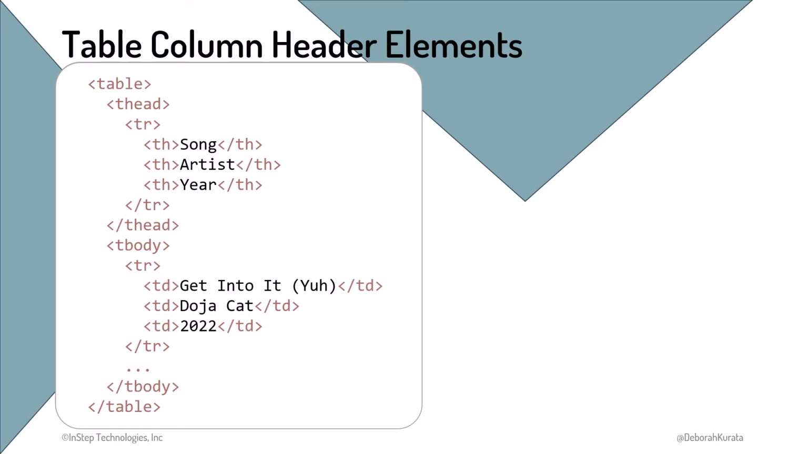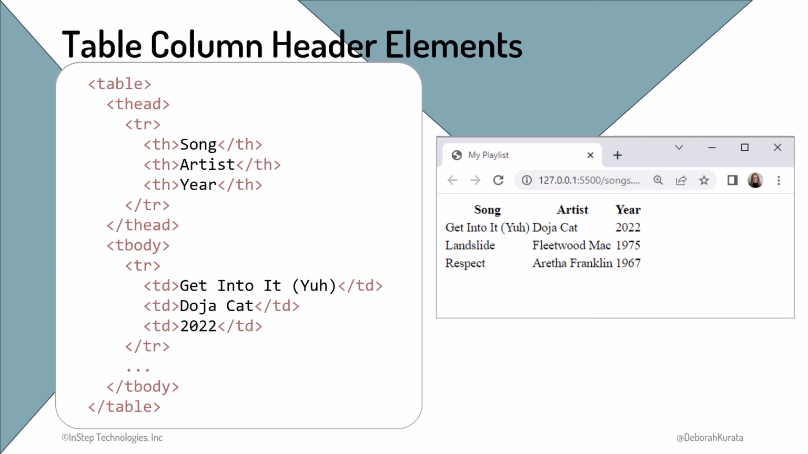But often we want our columns to have a header, so we also add thead to specify the table header, tr for the header row, and th for each table column header. And now that we've defined a header for the table, we also define where the table body starts, so we need tbody for the table body. And this is how the column headers appear.